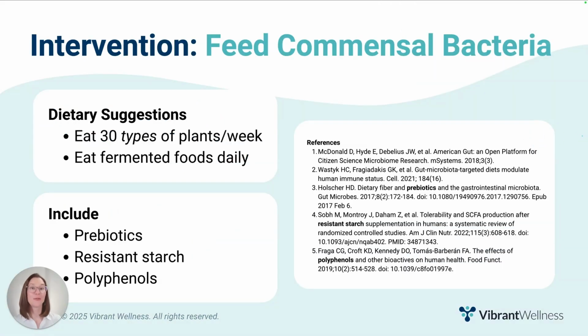So, if you find low diversity indices, low levels of short-chain fatty acids, and depressed levels of short-chain fatty acid-producing bacteria on your patient's stool test results, what should you do? Well, feed the bacteria you want to see more of. Specifically aiming for 30 types of plants per week, eating fermented foods daily, and including prebiotics, resistant starches, and polyphenols.